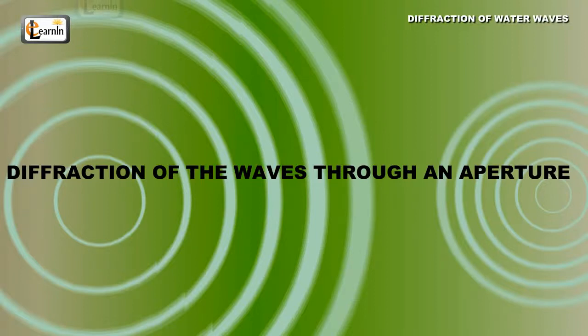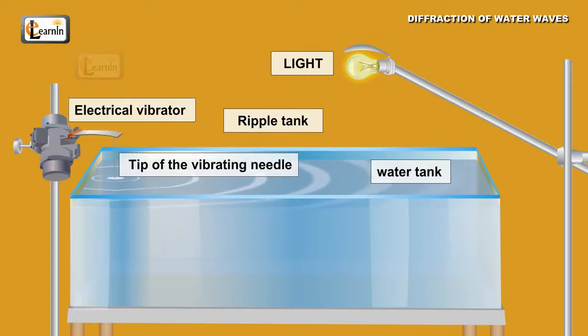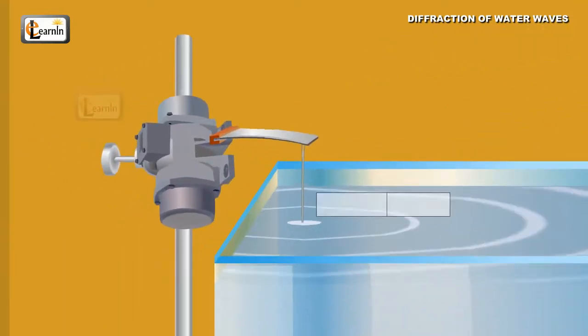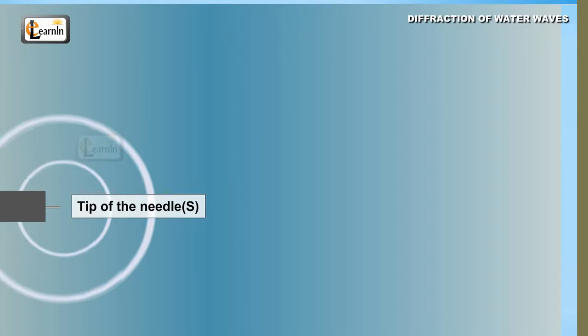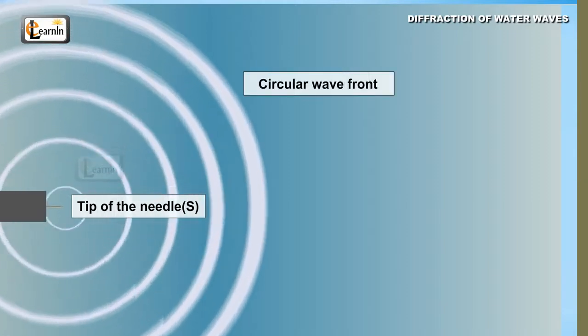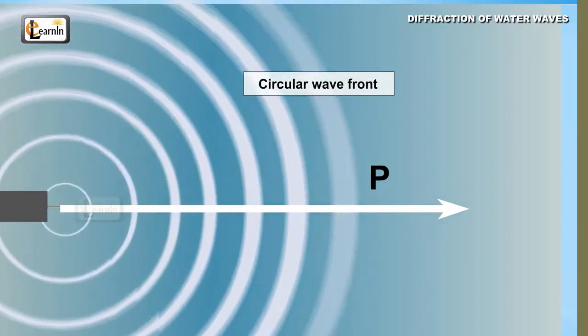Diffraction of the waves through an aperture. Diffraction of water waves. Consider the ripple tank arrangement. Let the tip of the needle, which is connected to the electrical vibrator and produces circular wave fronts, be S. These wave fronts would be traveling in the direction along P.